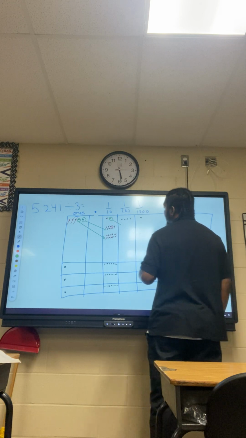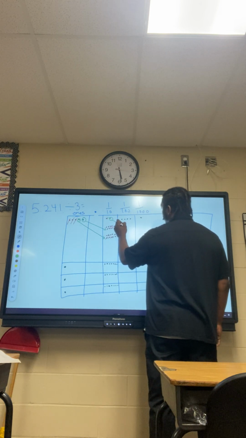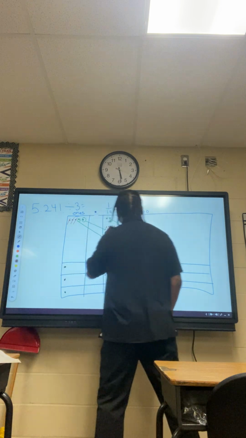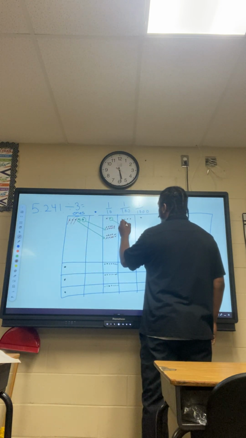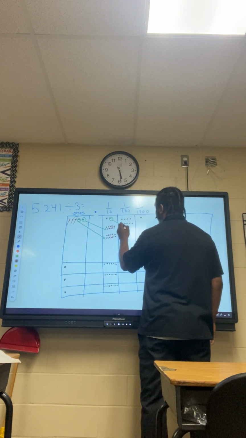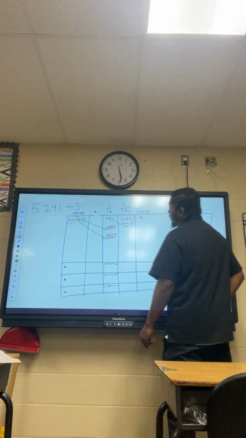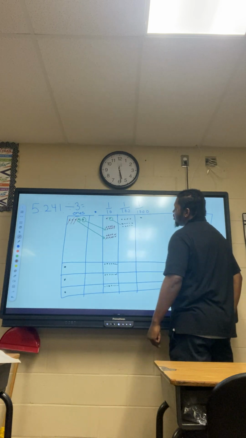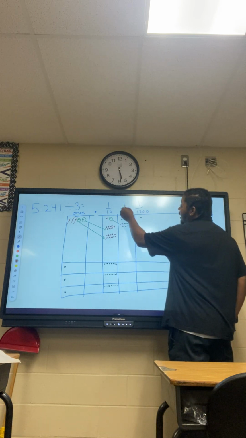And what does it become? It becomes 10. So we have 1, 2, 3, 4, 5, 6, 7, 8, 9, 10. Okay, so now that we've moved our 1 over to the hundredths place, it became 10. So now how many hundredths do we have?